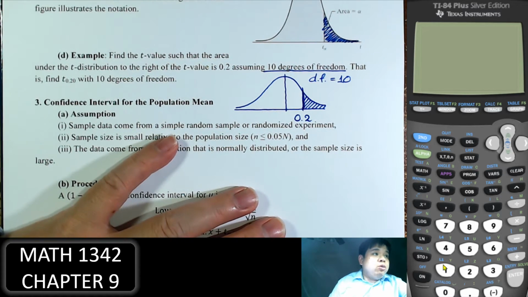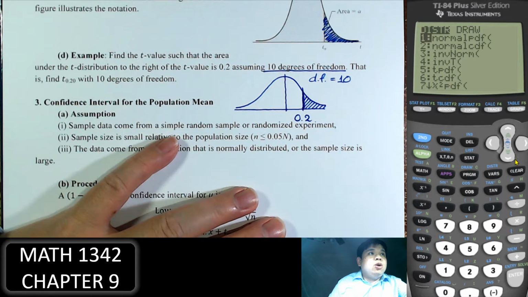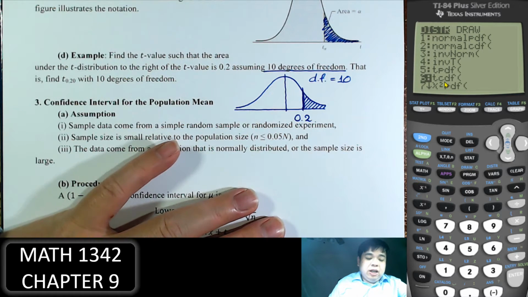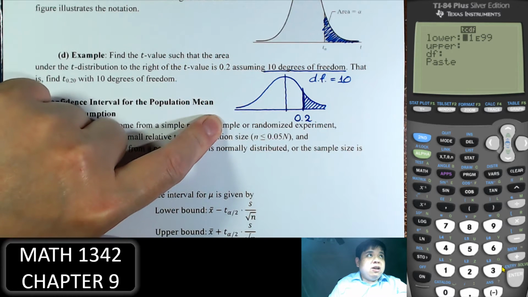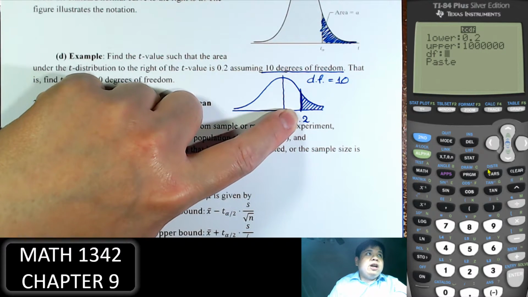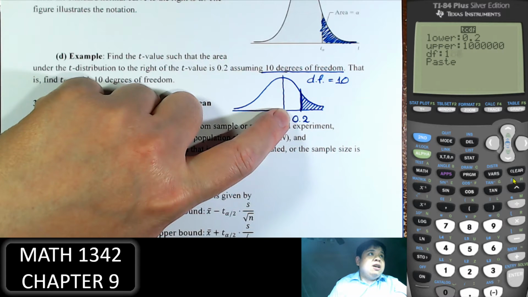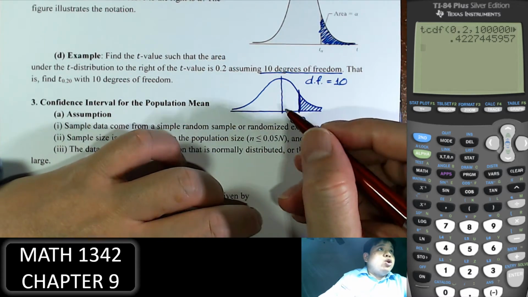So we go to the calculator. T distribution, go to the T CDF if we want the area, and the lowest negative. Alright, the lower in this case 0.2, and we go to a very big number. That will do it. The degrees of freedom is 10, and then paste. We have 0.4227.